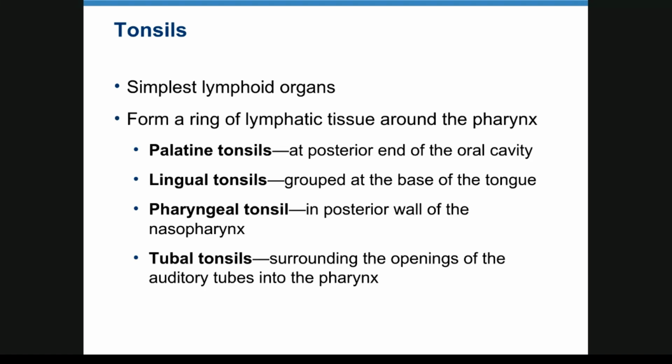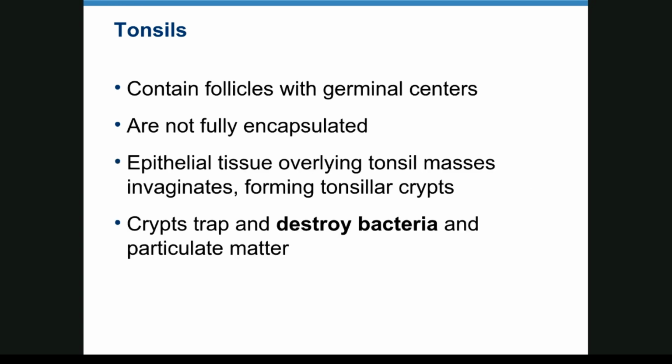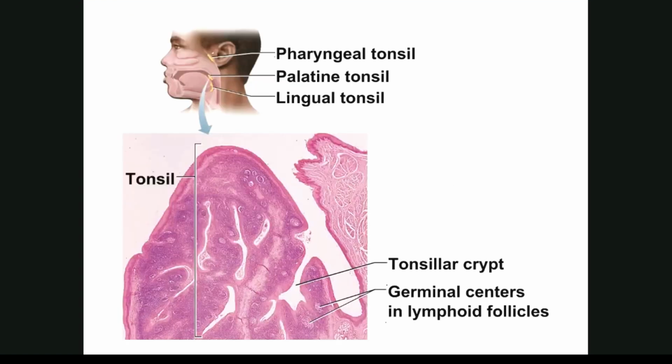Okay, tonsils are the next thing. We have palatine tonsils, lingual tonsils on your tongues, pharyngeal tonsils, which are your adenoids, and then tubal tonsils around the auditory tubes. Now, these contain follicles, germinal centers, but they're not fully encapsulated. They have crypts, and the crypts trap and destroy particulate matter. This is showing the tonsillar crypt.